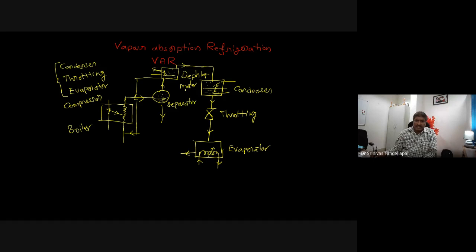The separator and depleting matter is increasing the concentration of this working fluid. It's more than 90%. So to condense this vapor, it is expanding from high pressure to low pressure. So we need to maintain a very low temperature, maybe 5 degrees or 10 degrees.